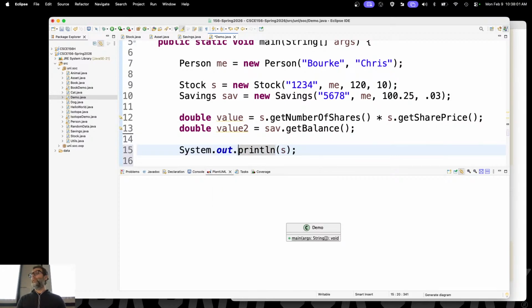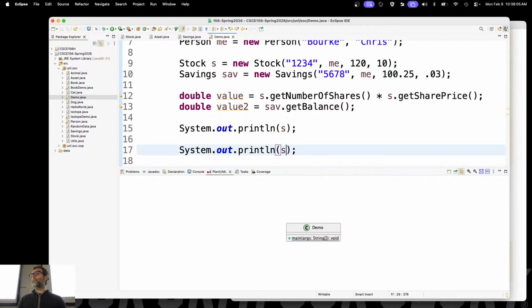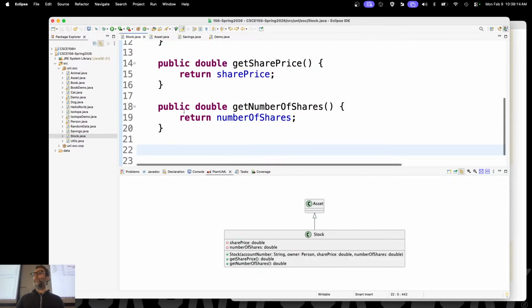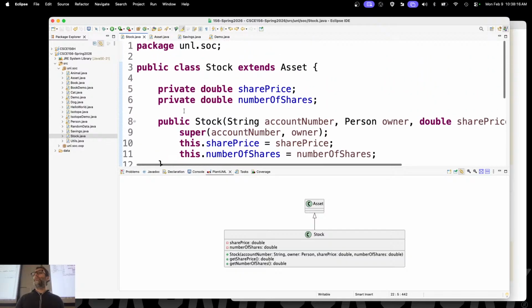System.out.println s and my savings account. There we go, sav. Now, what is it going to print out? Well, let's go over to this stock class, and do you see a toString method? I don't see one. So what's it going to do?